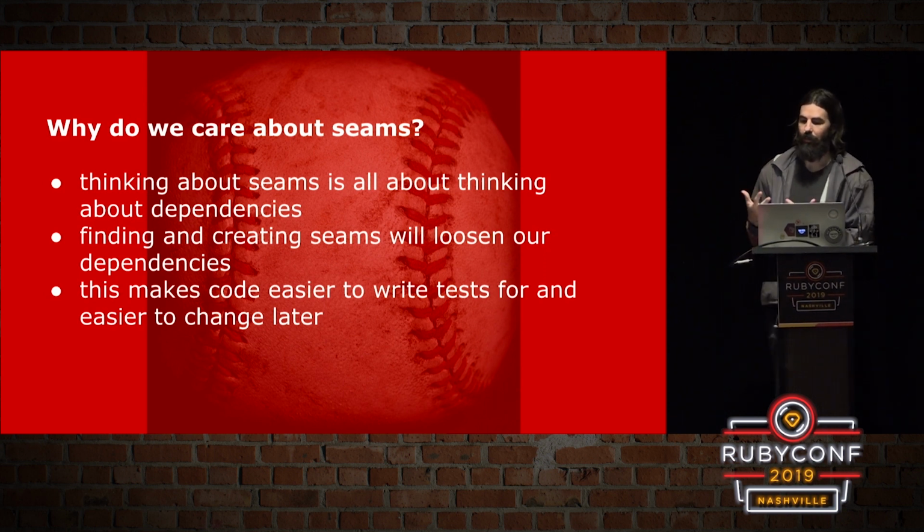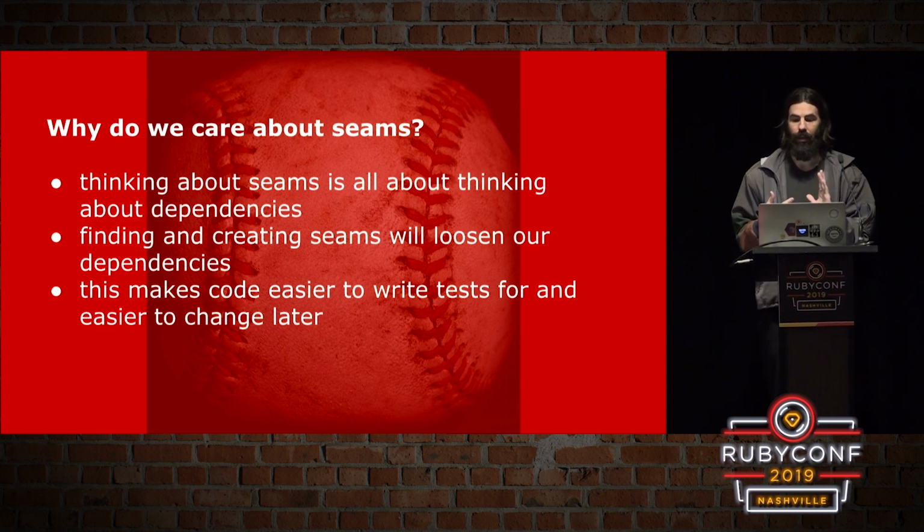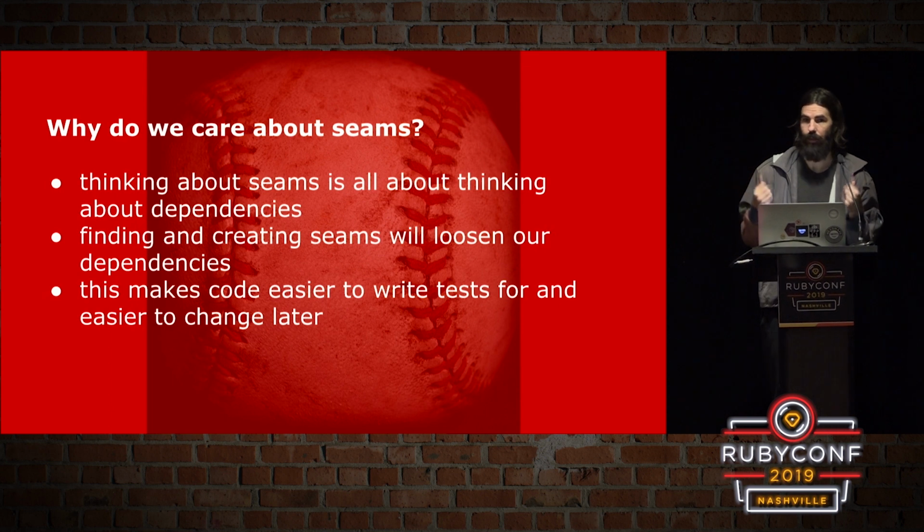So thinking about seams to me is all about thinking about dependencies. It's about finding and creating an incision point where we can loosen our dependencies. And this makes code easier to write tests for, which is a huge benefit, and that's really the benefit that he drives home well. But it also just makes it easier to change later. And like I said, our software is always changing. It's our job to change software. So let's make it easier on ourselves and for those after us, our future selves, but also those coming down the line that are going to touch our code later, read our code later, write tests for our code later.